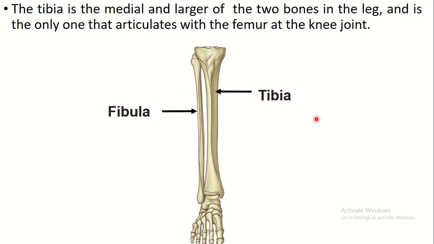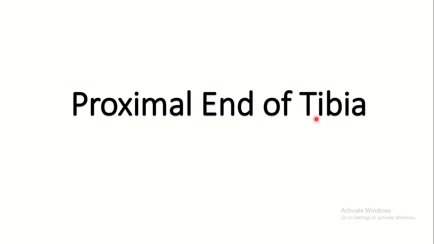نبدي بالتيبيا. Tibia is the medial and the larger of the two bones in the leg, and the only one that articulates with the femur at the knee joint. فقط التيبيا هي تسوي articulation with the femur at the knee joint. The fibula has no role in articulation and no role in weight bearing. The tibia is the medial and the larger bone, and the fibula is the lateral bone.